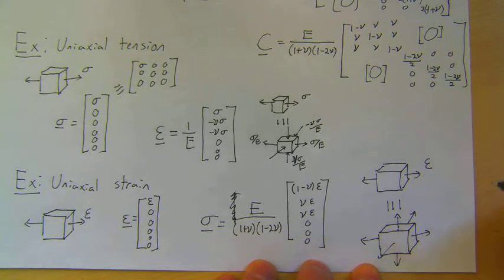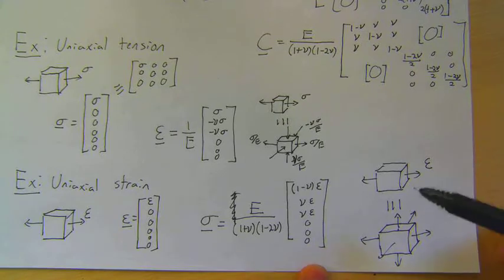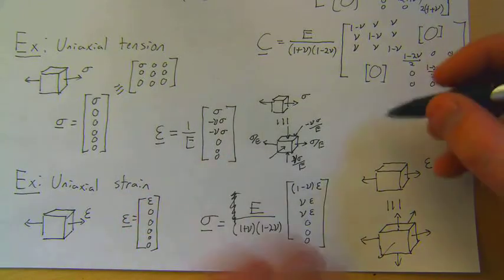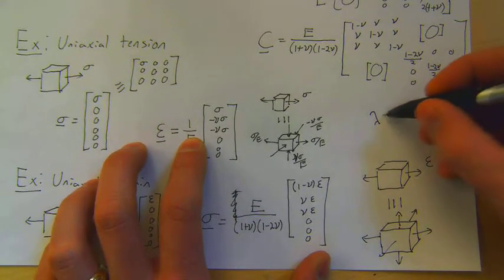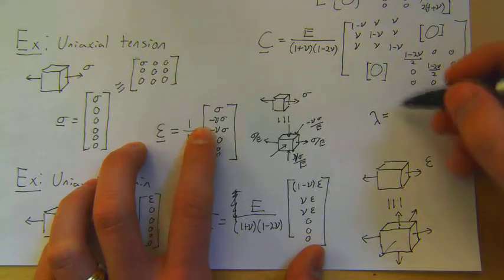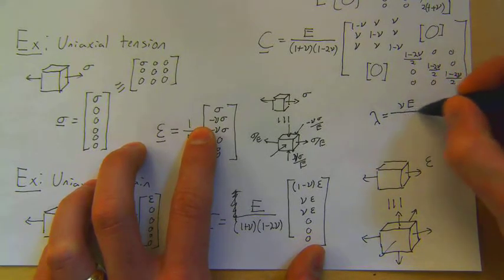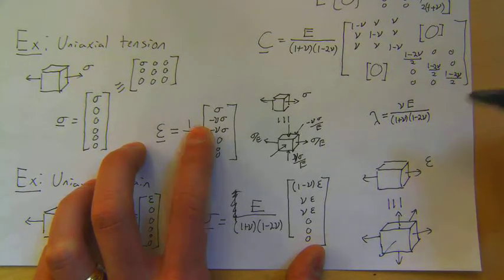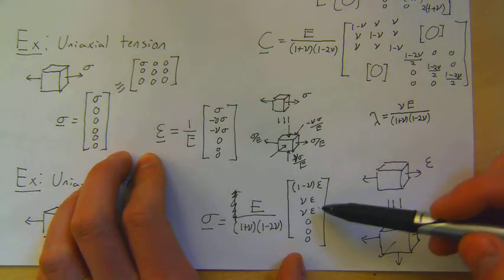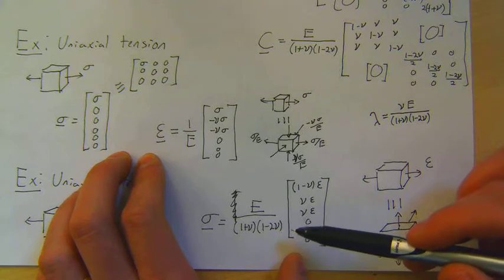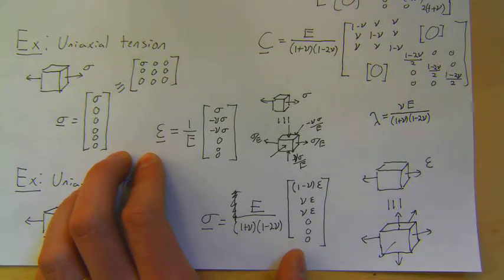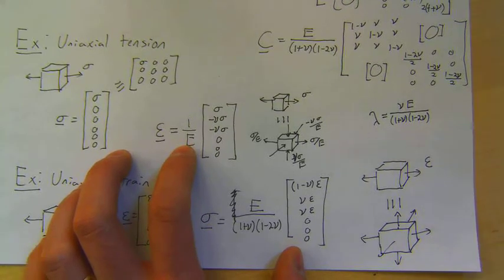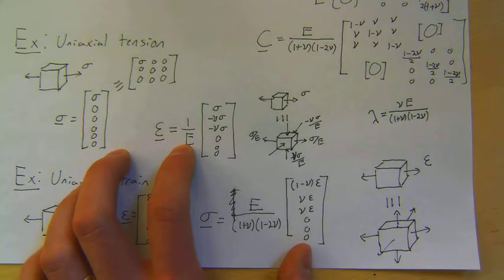Now, if you remember, there's one relationship that you might remember. That's our lambda, our Lamé parameter, is equal to nu E over (1 plus nu)(1 minus 2 nu). And so here now you can actually see this is that term, nu E over (1 plus nu)(1 minus 2 nu). So here, if you remember how we actually got that Lamé parameter, this is basically that situation: applying a uniaxial strain while holding the sides fixed. So this is now some lambda epsilon.